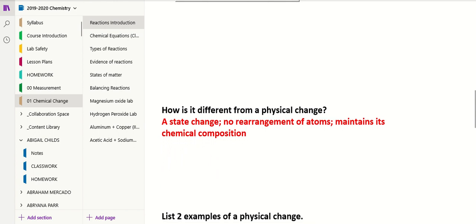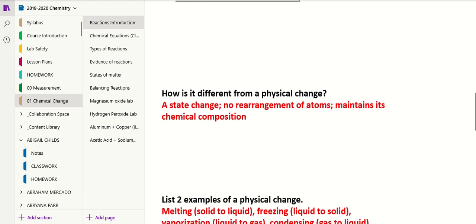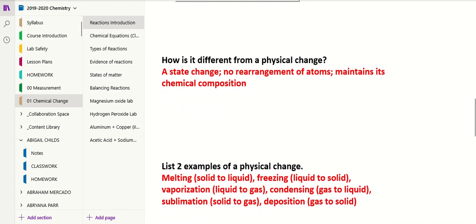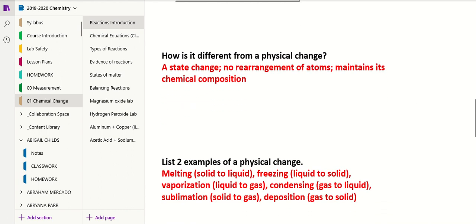Water drop. Yeah. So, hold on. Melting, solid to liquid, freezing, liquid to solid, vaporization, liquid to gas, condensing, gas to liquid, sublimation. Our example for sublimation was dry ice. That goes from a solid to a gas. Deposition is going from a gas to a solid.